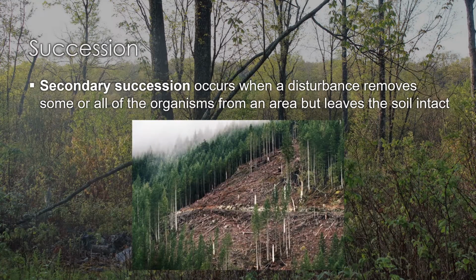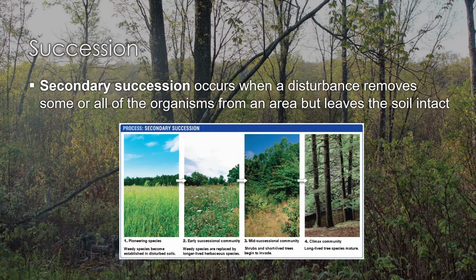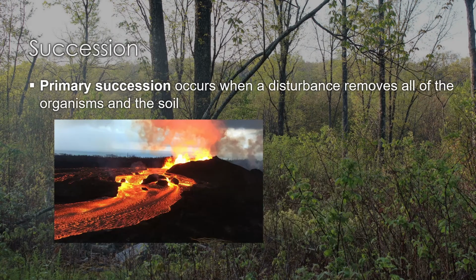How does recovery proceed after a severe disturbance? This figure shows a typical sequence of plant communities that develops as secondary succession proceeds. First, though, let's consider primary succession, imagining a landscape before primary succession begins, like near a volcano.